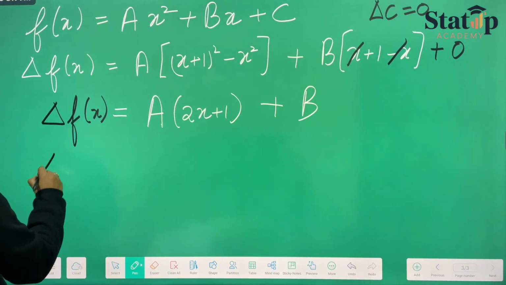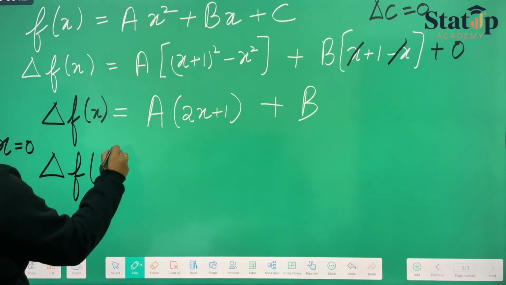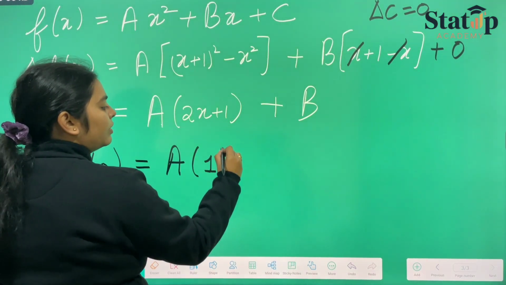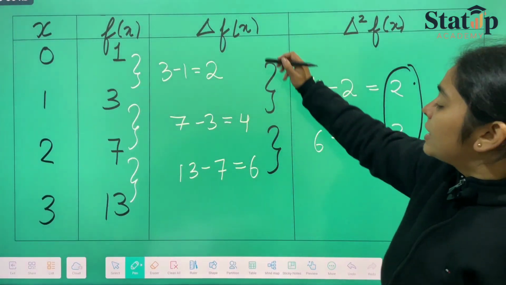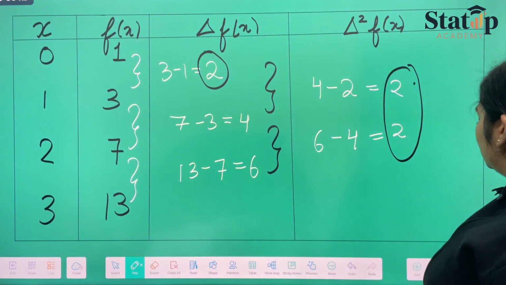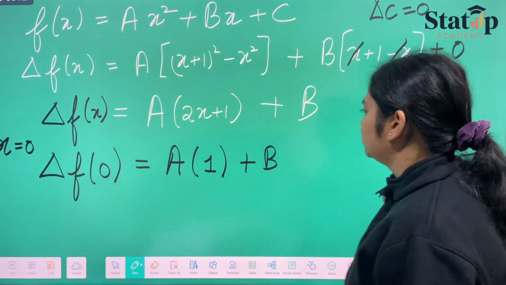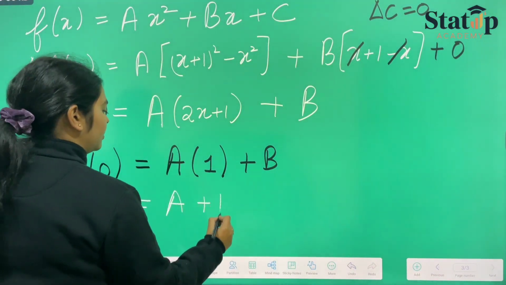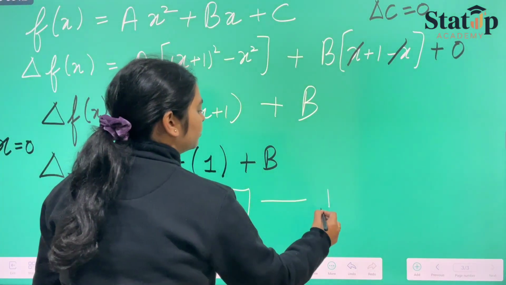If we put delta of x equals to 0 here, so delta of f0 should be equal to a into 2 into 0 plus 1, which will be 1, plus b. Delta of f0 means the first delta value, which will be equal to 2. So 2 is equal to a plus b. This is our equation number 1.